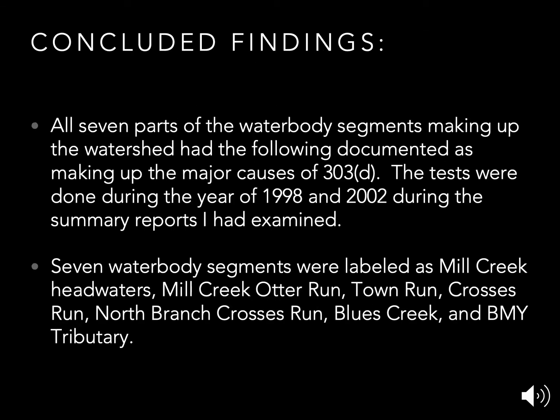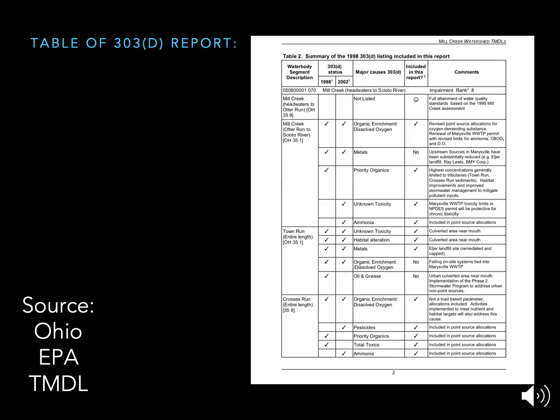So, concluded findings: all 7 water body segments making up the watershed had the following documented as making up the major causes of the 303(d) listing. The tests were done during the years 1998 and 2002. During the summary reports I had examined, the 7 water body segments were labeled as Mill Creek headwaters, Mill Creek, Audit Run, Town Run, Crosses Run, North Branch Crosses Run, Blues Creek, and BMY Tributary.